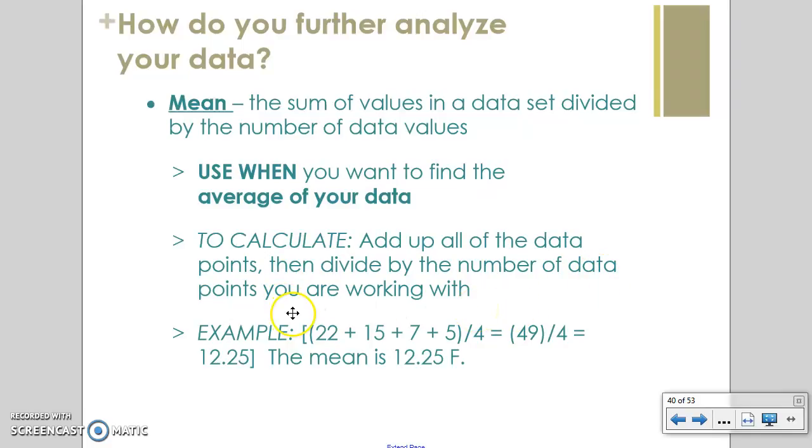For example, if I was running the ice cube experiment from our graph on the previous page, I know that my data points are 22 degrees, 15 degrees, 7 degrees, and 5 degrees. Since I have four numbers, I will add those numbers together and divide by 4. So my total is 49 divided by 4, and my average ends up being 12.25. So the mean, or the average, is 12.25 degrees Fahrenheit.